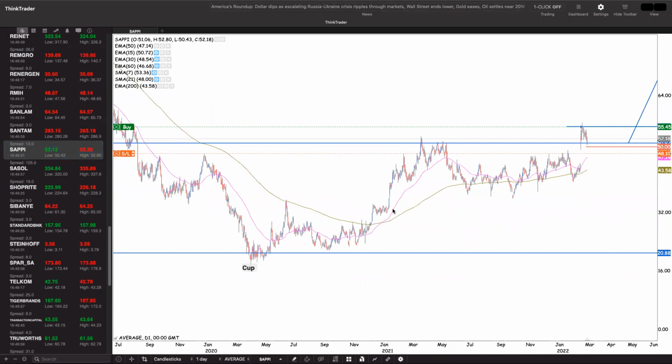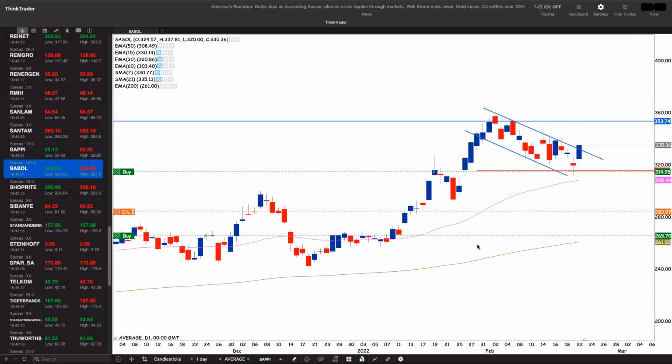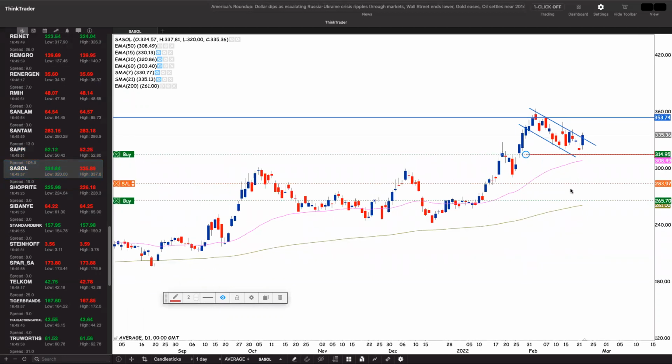I did catch the first rally, but that thing was deep there. I got taken out. Now I'm just rebuilding the position. Sasol, I'm looking very good. I think oil prices have started to turn as well. Looking very nice. We'll look at Brent in a moment.